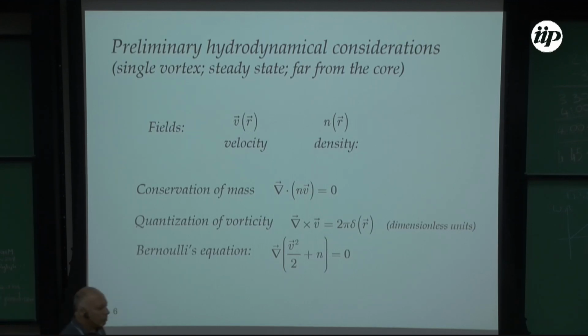So I'm going to consider one vortex in the world in 2 dimensions, and I'm going to consider it at distances much, much larger than the healing length. So hydrodynamics applies. So we know there is a velocity field, there is a density field, and there are conservation laws. There is conservation of mass, there is quantization of vorticity, and there is the Bernoulli equation. This is what we have in this case.